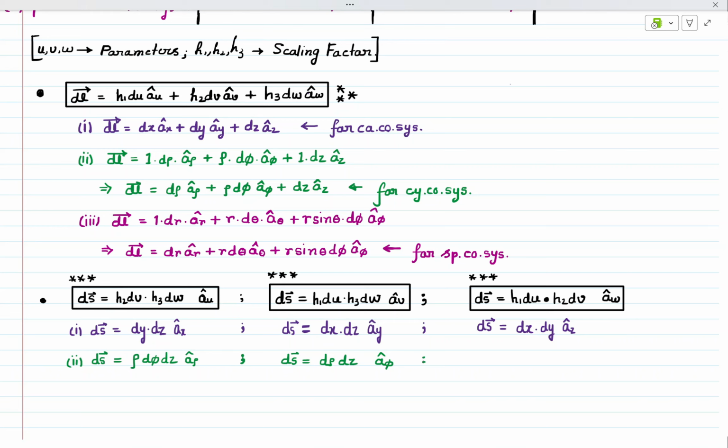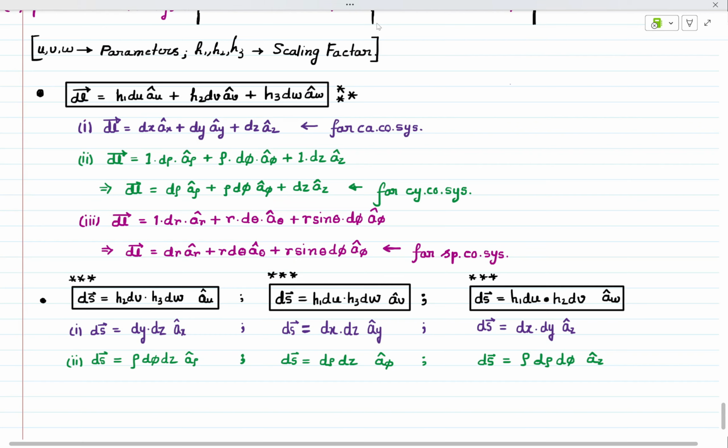In a similar way, I can write the differential area for the cylindrical coordinate system in the direction of z. In the direction of z, h1 and h2 will be nothing but 1 and rho. So I am writing rho over here first. Then du is nothing but rho d rho, dv is nothing but d phi. Rho d rho d phi.